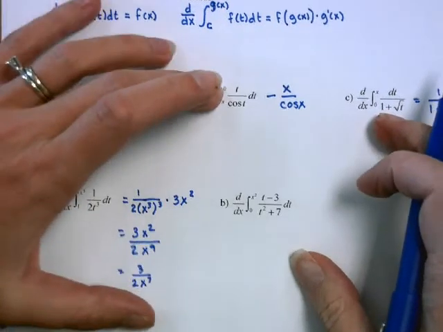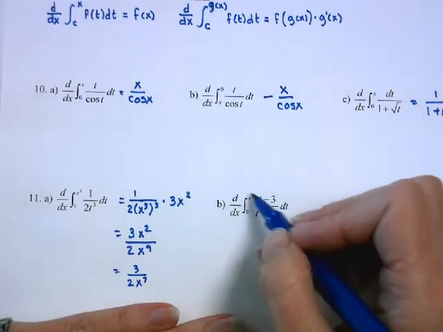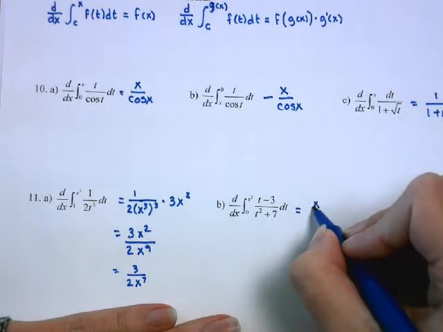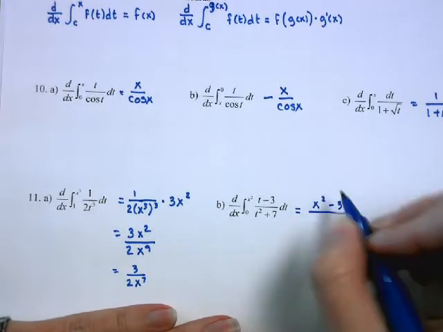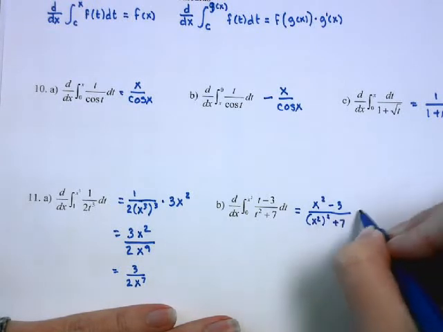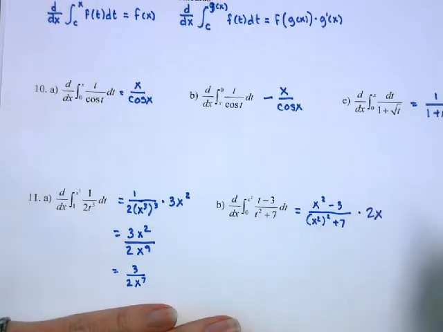All right, let's do another one. So first thing, we're taking the derivative, but we have a function here, not just an x. So this is going to be x squared minus 3 over x squared squared plus 7 times the derivative of x squared, which is 2x.